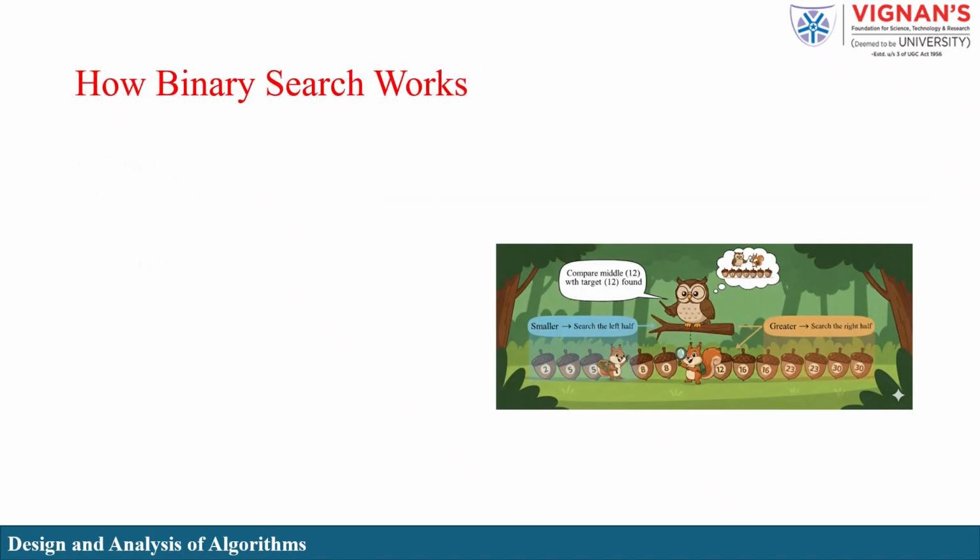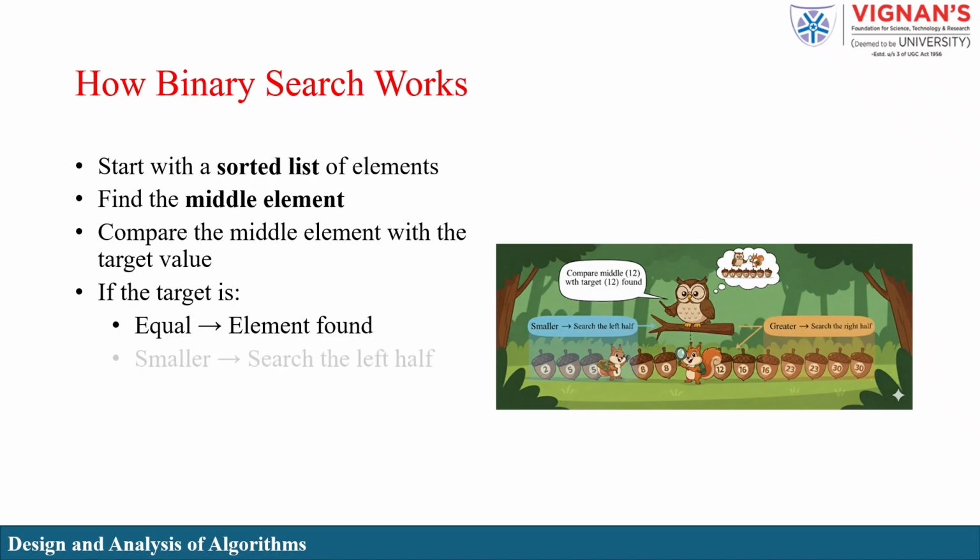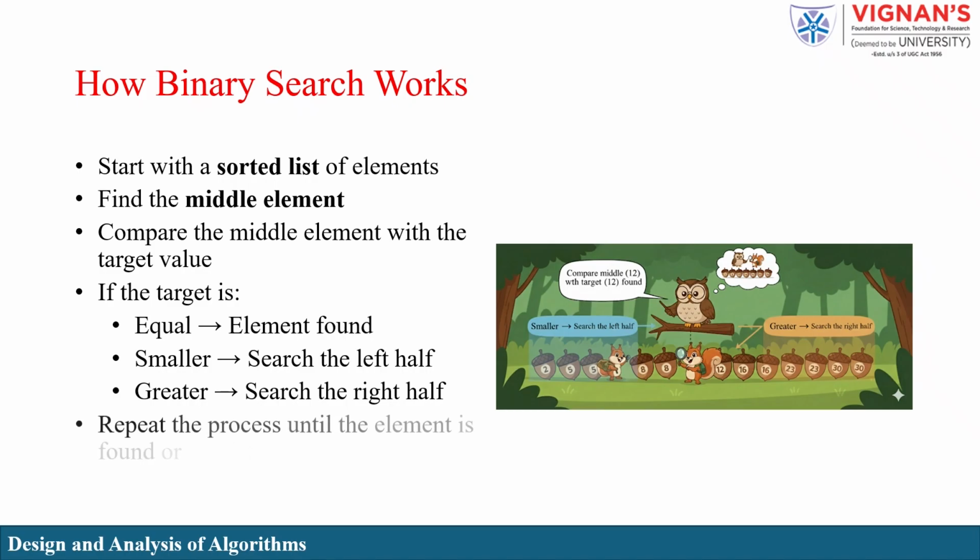Binary search starts with a sorted list. It finds the middle element and compares it with the target value. If the target is smaller, it searches the left half. If the target is greater, it searches the right half. This process repeats until the element is found or the list becomes empty.